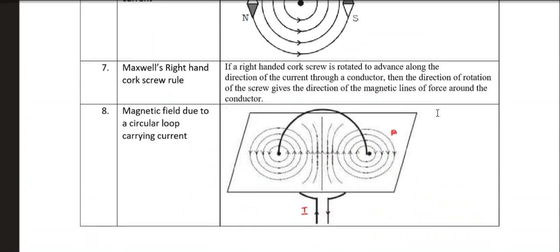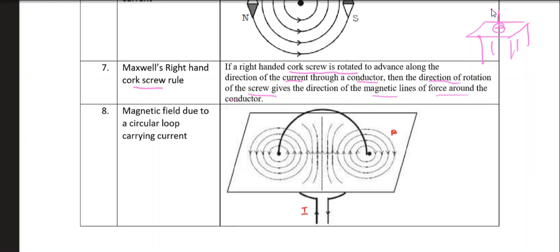Let us talk about Maxwell's right hand corkscrew rule. It is said, if a right-handed corkscrew is rotated to advance along the direction of the current through a conductor, then the direction of rotation of the screw gives the direction of magnetic lines of force. Assume that some carpenter is working on a table.